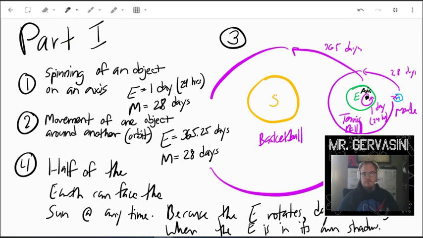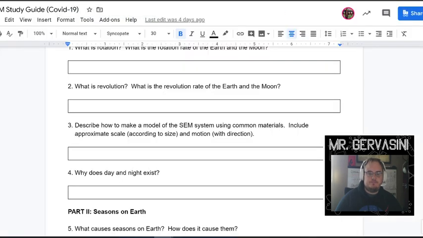So why do we have day and night? Because the Earth rotates. Only half the Earth can face the Sun at a time. The other half is caught in its own shadow. That we call night. The half facing the Sun's day. Day will turn to night, night will turn to day based on the rotation of the Earth. Okay? We rise over in the east, we set in the west because the Earth rotates counterclockwise. All right, every single day. So there we go. There's part 1.